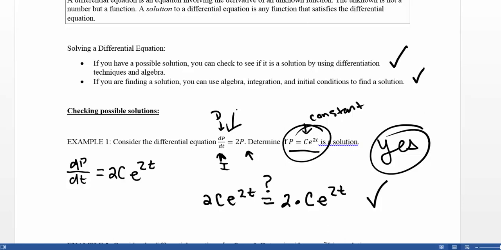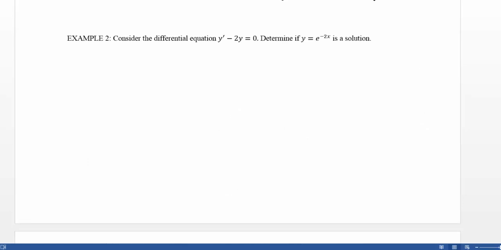Let's try another one. Example 2. Consider the differential equation y prime minus 2y equals 0. Determine if y equals e to the negative 2x is a solution. There's slightly different notation here. We're using y prime instead of dy/dx. I know that y is my dependent variable because it's y prime, and that x is my independent variable because my solution has y as a function of x.